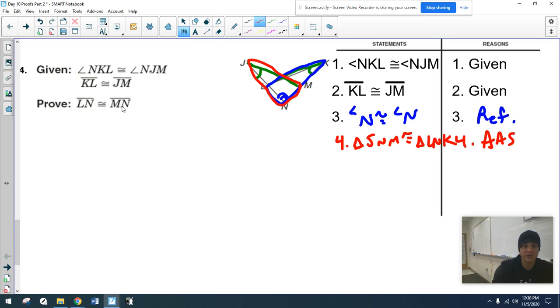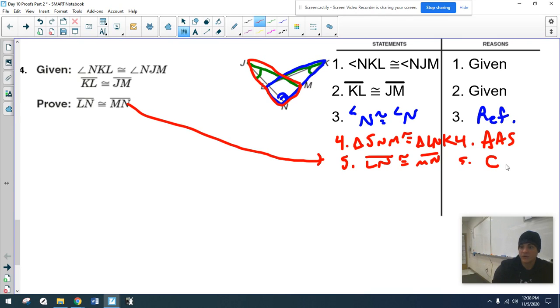Okay, so once you have your congruent statement, then you can do your prove. If it's not a congruent statement, it comes last. So I've got segment LN and segment MN. And that's always corresponding parts. So congruent triangles are congruent. Okay, so work on your worksheet. Good luck.